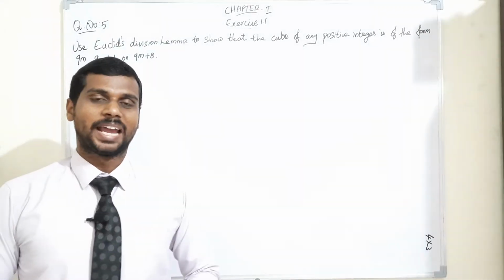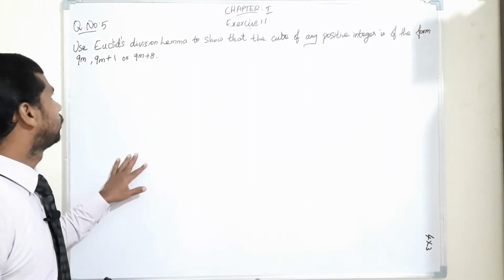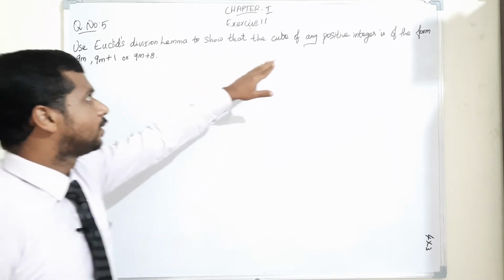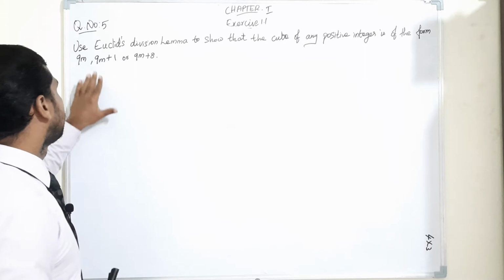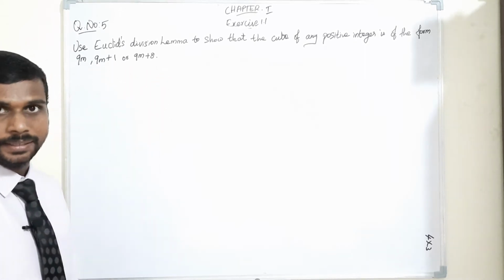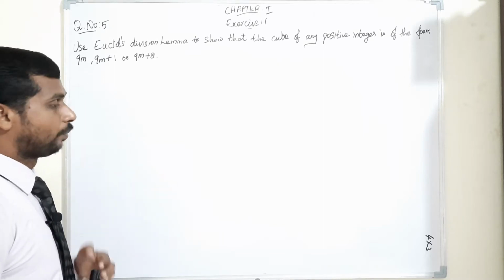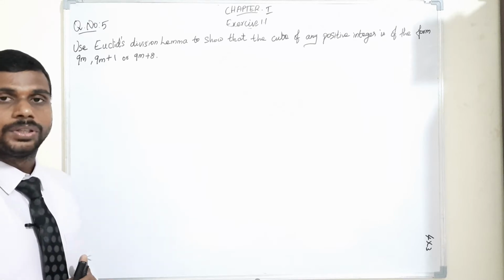So now I am moving to exercise 1.1, question number 5. So what is the question actually? Use Euclid's division lemma to show that the cube of any positive integer is of the form 9m plus 1 or 9m plus 8. The same condition as the previous problem, question number 4. There I had taken the square, but here I have taken the cube.